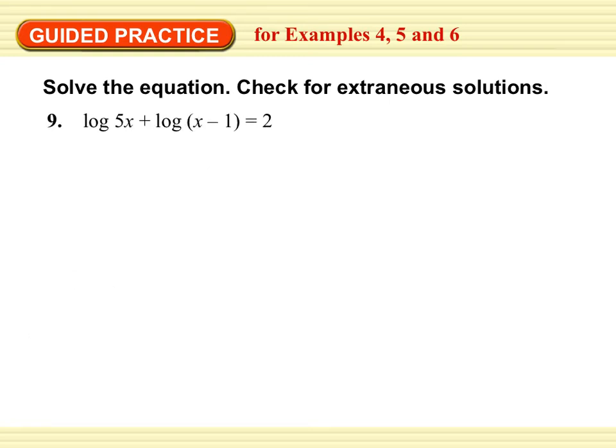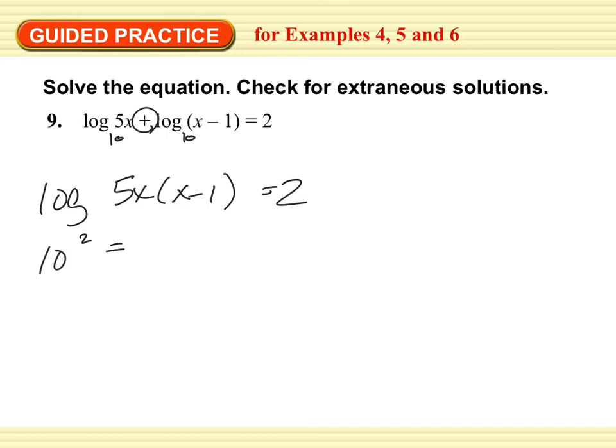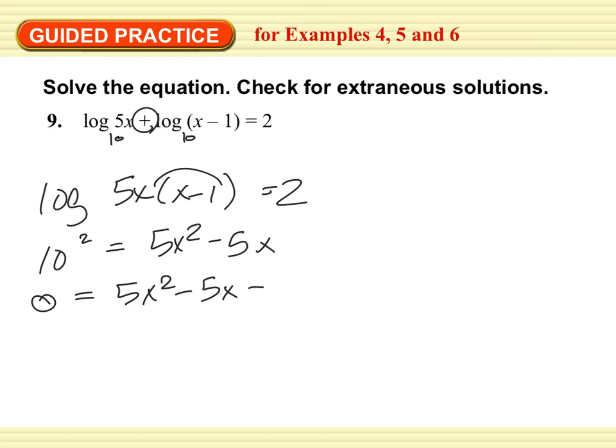Okay, another, solve the equation, check for extraneous solutions. Okay, remember I've got the same base of 10 and plus in between, so I can multiply the 5x and the x minus 1. Then I can say that 10 squared equals 5x squared minus 5. Get everything to the same side of the equal sign. 5x squared, oh, this is minus 5x. Almost made a mistake there. Subtract 100 from both sides.